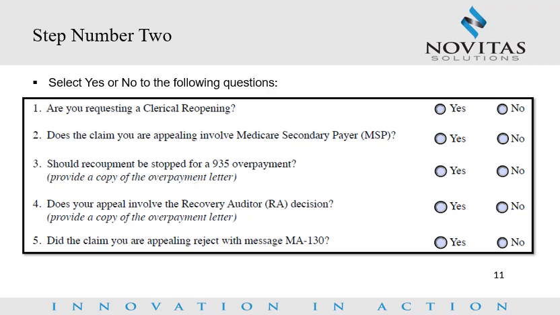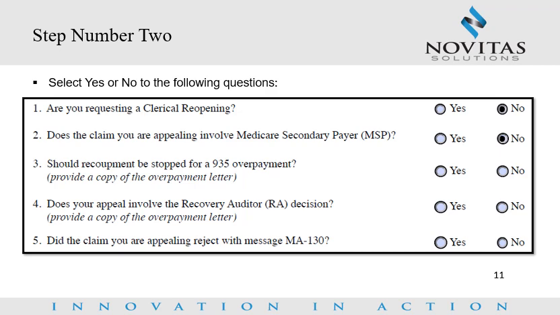Step number 2. Step number 2 has 5 questions that you need to answer with yes or no by selecting the radio button. Question 1. Are you requesting a clerical reopening? For today's example, we are going to select no. Question 2. Does a claim you are appealing involve Medicare secondary payer? If the answer is yes, please send the primary payer explanation of benefits with the request. For today's example, we are going to select no.